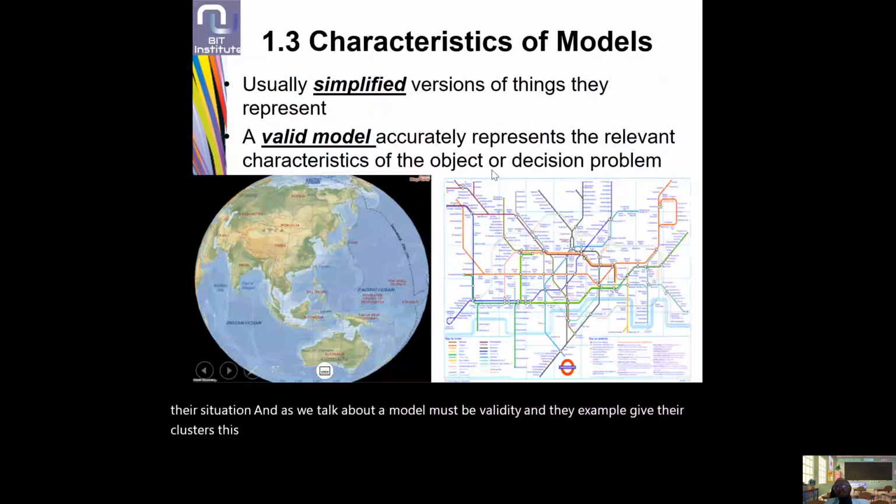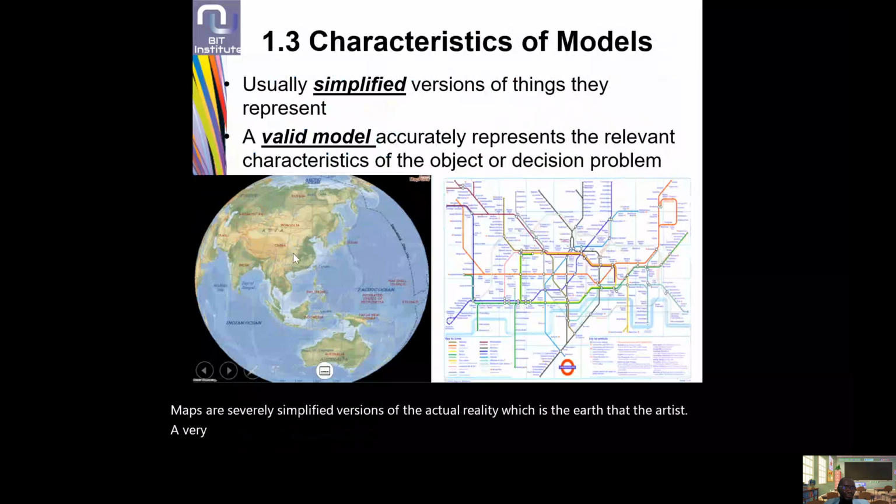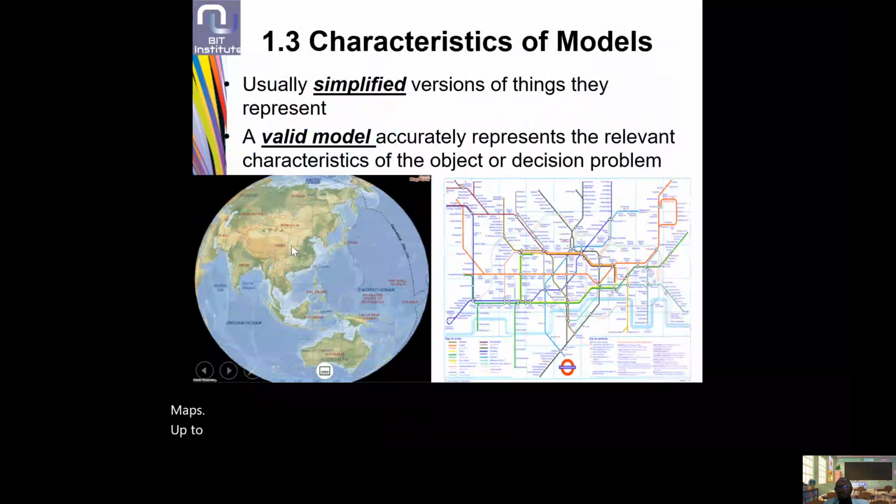If you look at the use of maps, maps are very simplified versions of the actual reality, which is the Earth. You know that the Earth is very complicated. We don't even know whether it is round or flat. They came from saying the Earth is flat to round. Now they're even talking about the Earth being flat again. And we use maps to actually represent this complex phenomenon.